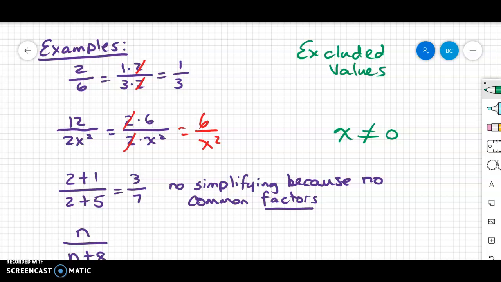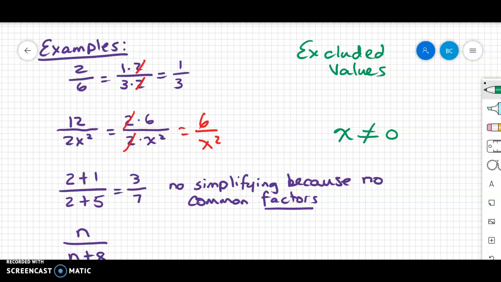On this one, it doesn't matter if I go back to the original expression, because x can't be 0 here, or in the simplified expression where x can't equal 0 there. But in general, we actually do go back to the original expression to determine our excluded values.